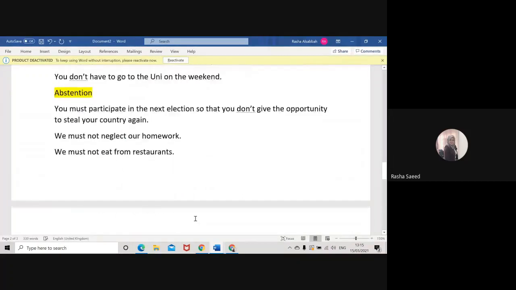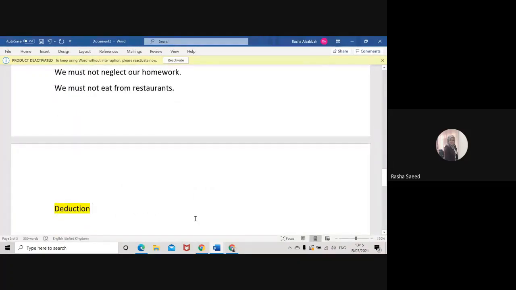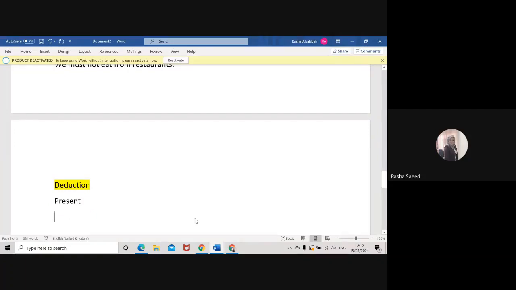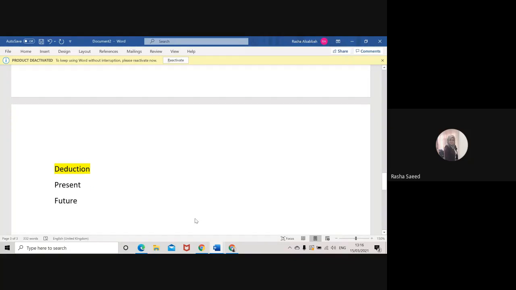Fine. Let's talk about deduction. Deduction, we mentioned that deduction is something which you are expecting. Deduction can be about the present, deduction can be about the future, and deduction can be about the past. And when we say about the present, it is either a present situation or an action, something which is continuous.